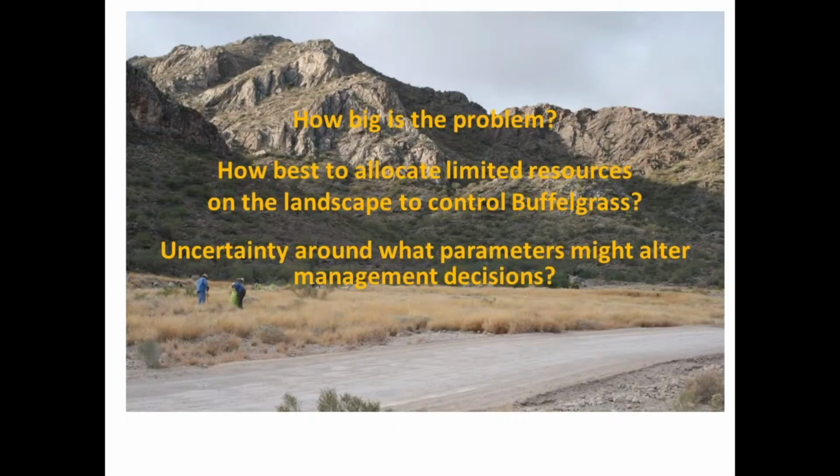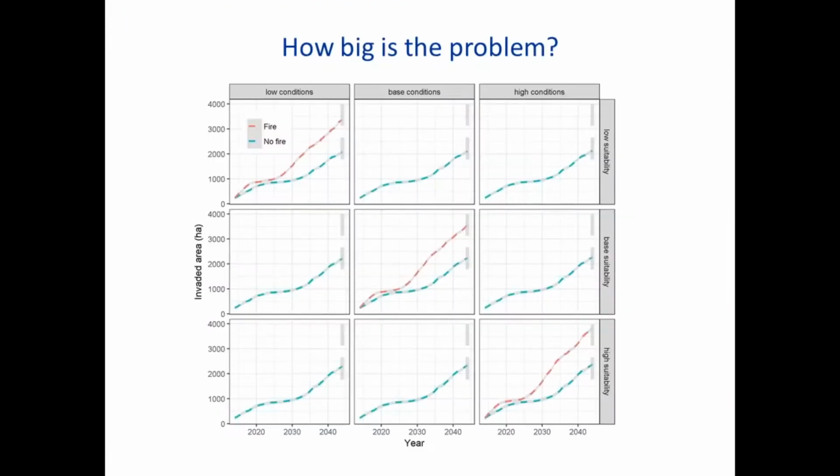I'm going to go through just some of the results that we obtained related to fire and the main management questions that I mentioned earlier. One of them was, how big was the fire, or how big is the problem? What this graph is showing is invaded area on the y-axis, and on the x-axis is time. We ran the model for 30 time steps. The blue line shows simulations without fire, and the red is only with fire. And the different boxes represent different uncertainties that we had related to the initialization of the model.